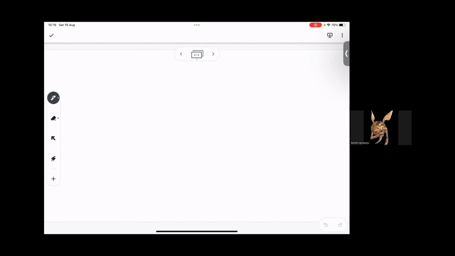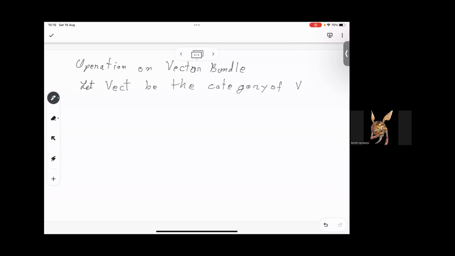So operations on vector bundles. I'll just define some notation. Let Vec be the category of vector spaces.